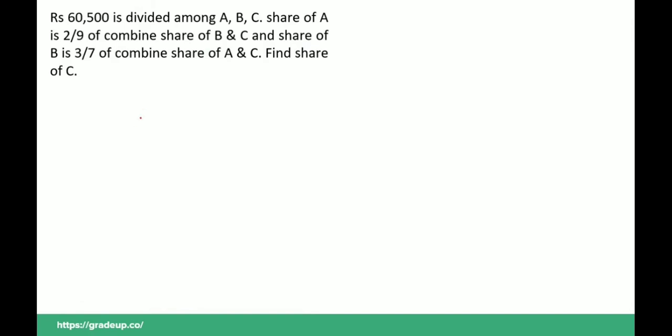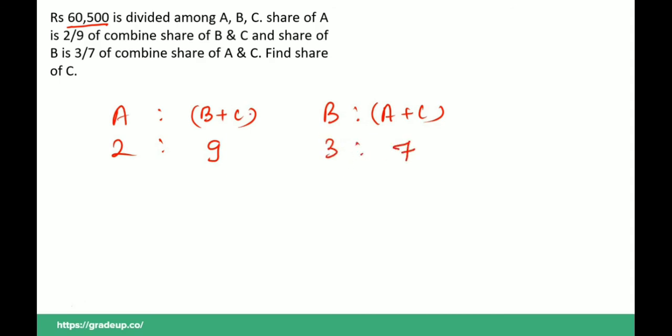In this question, we have been given that rupees 60,500 is divided among A, B, C. The share of A is 2/9 of the combined share of B plus C, and the share of B is 3/7 of the combined share of A and C. Find the share of C. You have to find the share of C. All right. As you have 60,500 rupees, I'm giving you the hint. You have to do this question on your own.